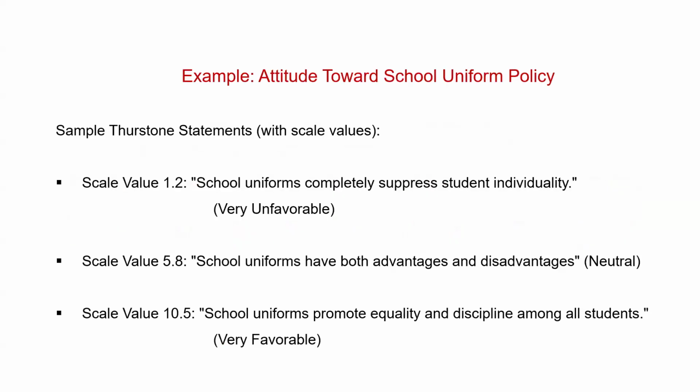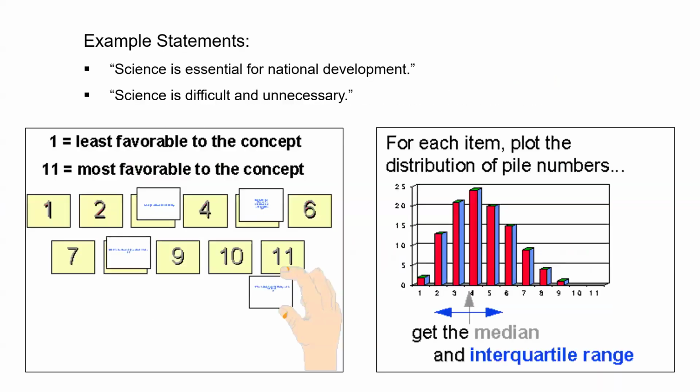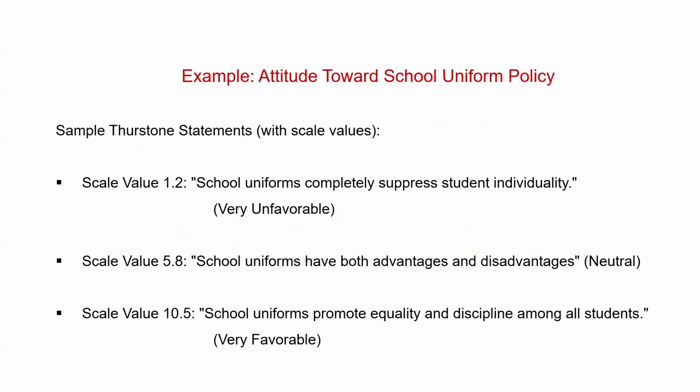Again, we come to the attitude towards school uniform policy. Example, sample Thurston statements. Yes, see, scale value 1.2. That means school uniforms completely suppress student individuality. Very unfavorable. You don't agree with that statement.